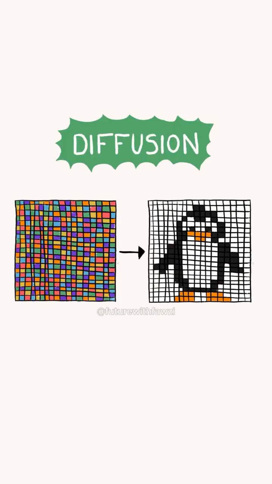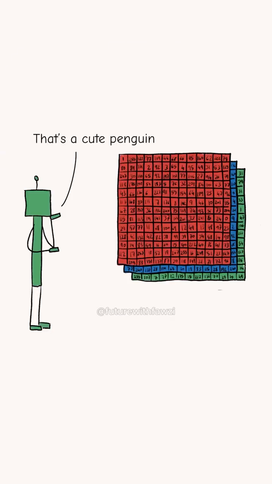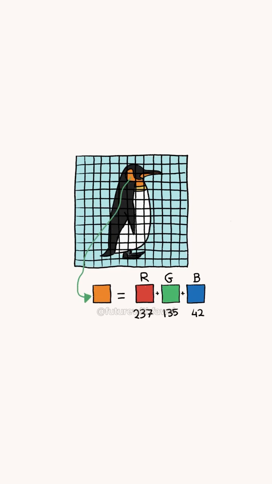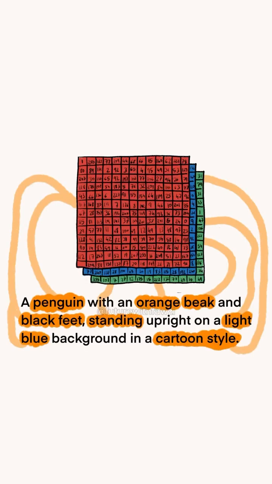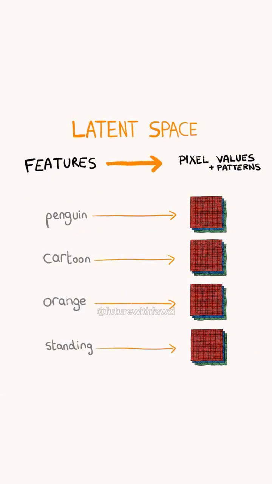The process is called diffusion. These models are trained on billions of images with text descriptions. But machines don't see images like we do. They see them as grids of pixels, and each pixel is represented by 3 numbers for red, green, and blue. When you train an AI model on billions of images, it starts recognizing what words are associated with which pixel patterns and values. This creates a multi-dimensional map called the latent space, and it maps specific features like a shape, artistic style, or color to their pixel values and patterns.